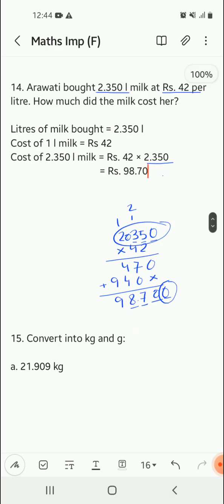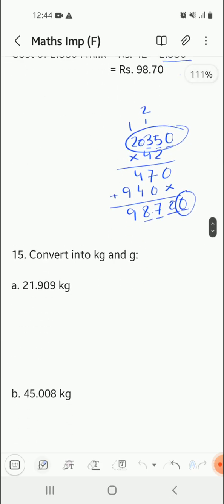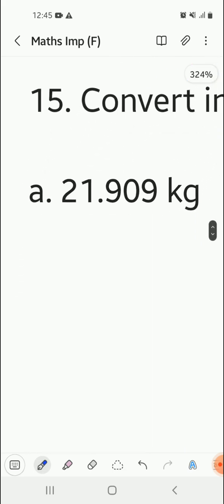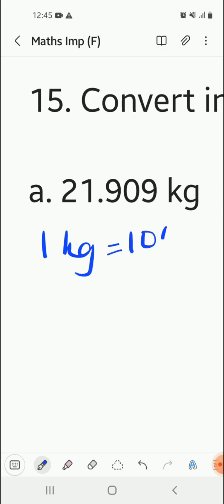Moving on to the next question. Convert into kg and gram. Very simple, it's a mental math sum. Over here the number is given in kg and there is a decimal place, and we have to convert it into kg and gram. We know that 1 kg is equal to 1000 gram. That means there will be 3 numbers before the decimal places as given.